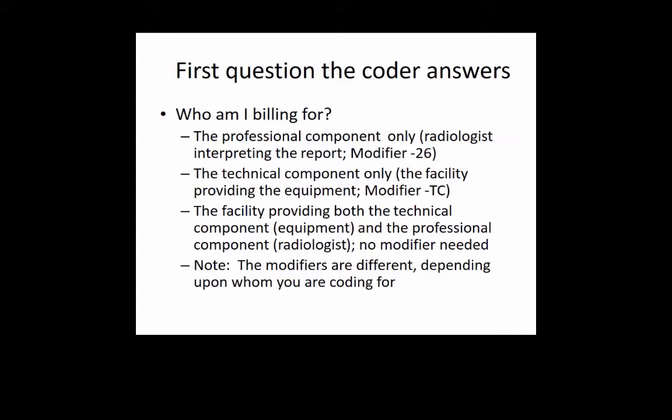The first question that you, the coder, has to answer is, who am I billing for? The professional component only is when the radiologist is interpreting the report. If you are billing for the radiologist, you're going to bill whatever the code is from the radiology chapter with the modifier 26. If you're billing for the facility that is providing only the technical component, you're going to use a modifier TC. And if you're billing for the facility that's providing both the equipment and the radiologist, you do not need a modifier. Note that the modifiers are different depending upon whom you're coding for.